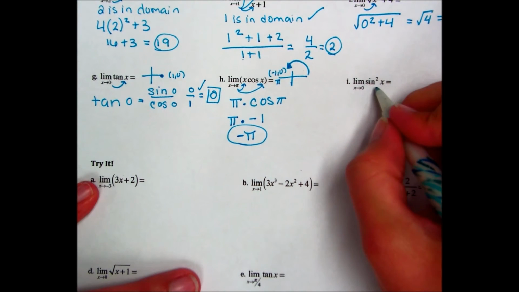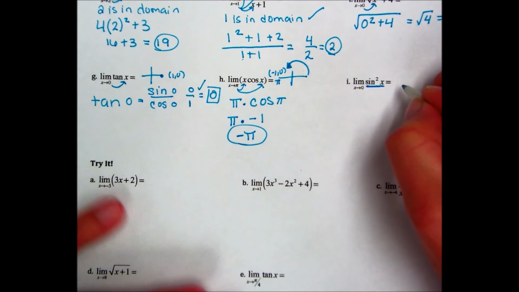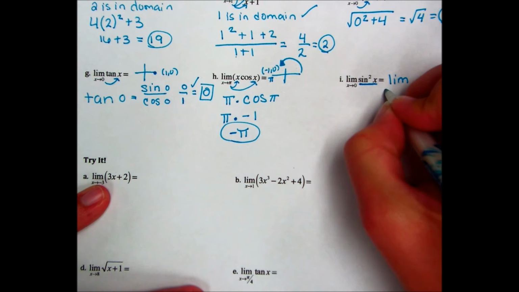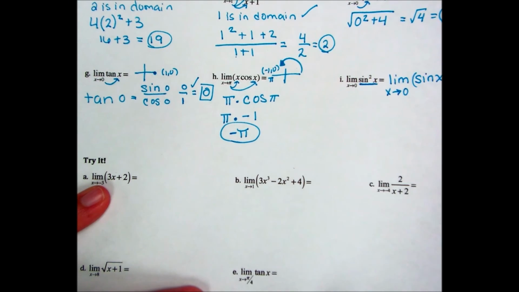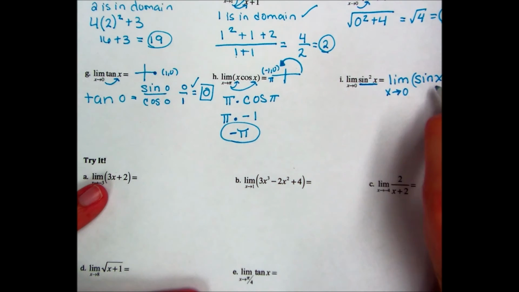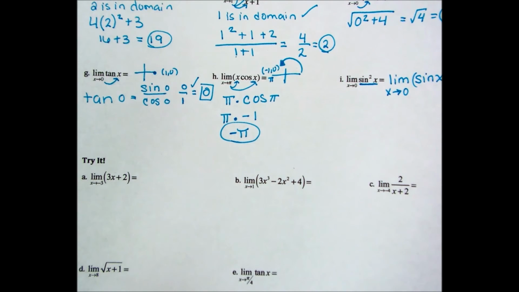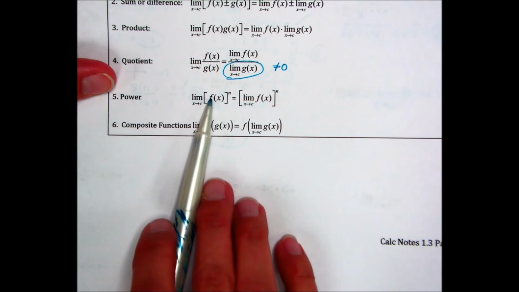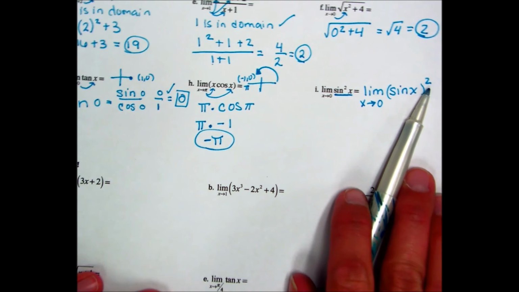Last, we have the limit of sine squared x as x goes to 0. And it's very important that you understand how you can rewrite this. This is not sine x times sine x. This is sine of x quantity squared. So the limit as x goes to 0 of sine x squared. Oh, sorry, that would be sine x times sine x, but you want to write it like this so you can use the power property. So we can use this property right here. If you rewrite it, now all we have to do is find the limit of sine x, and then I can take that and square it.